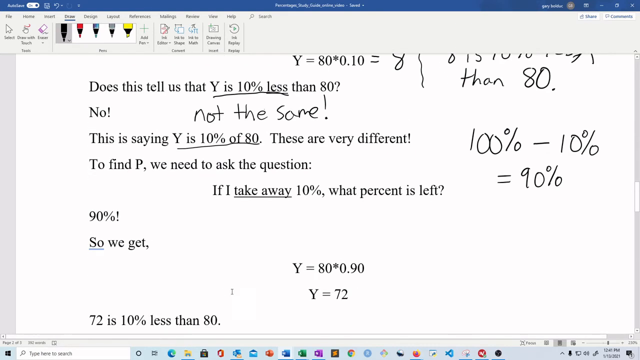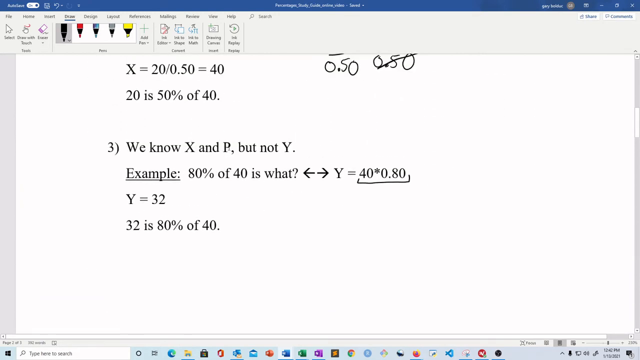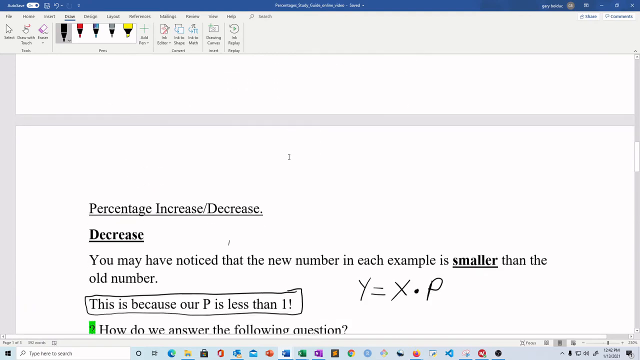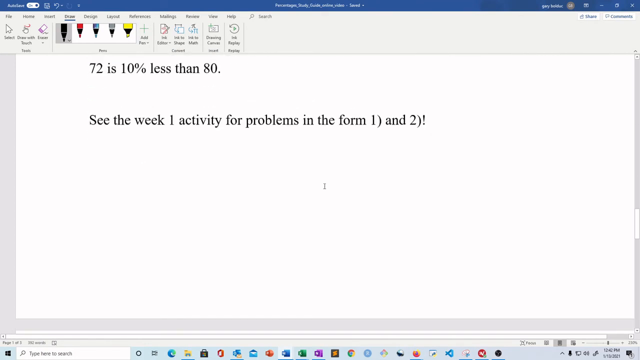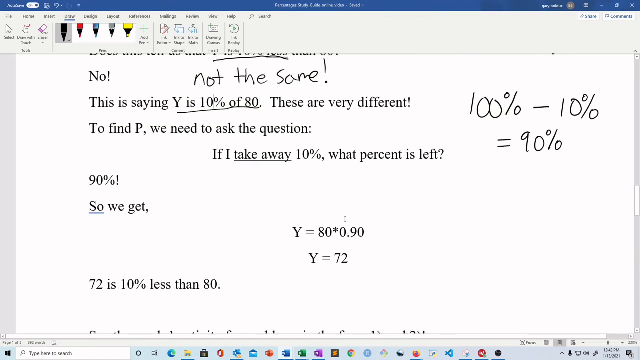We know how to solve that. Take your percentage, plug it into p, multiply by 80. This is form number 3 above. I know my start, I know my p, I don't know why. I was just trying to trick you a little. That's it. You take your 90%, the what's left over, you multiply by 80, and you get 72. 72 is 10% less than 80. Boom.